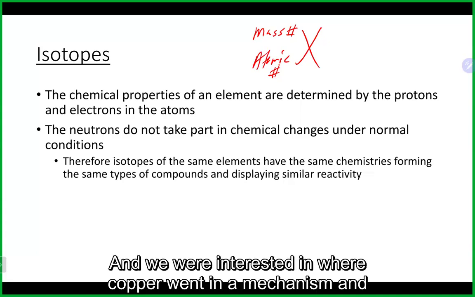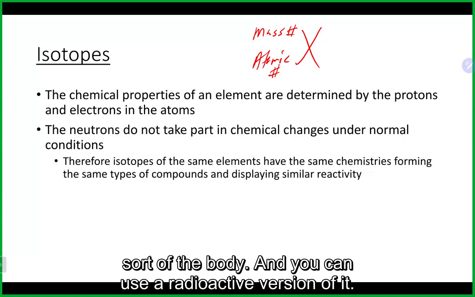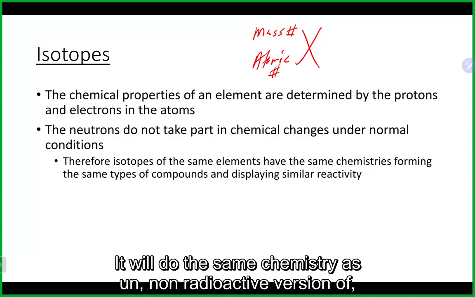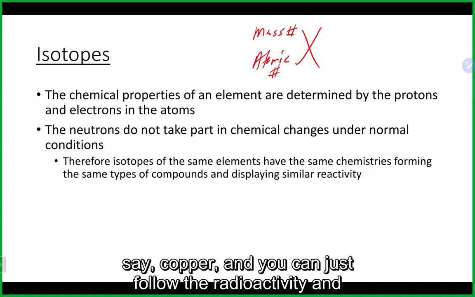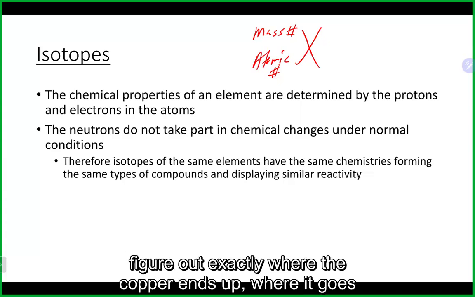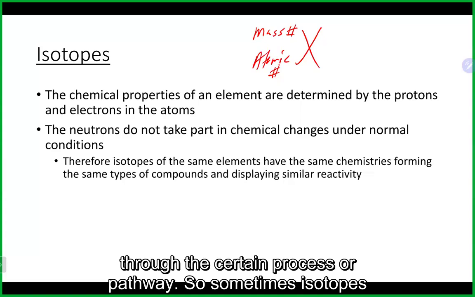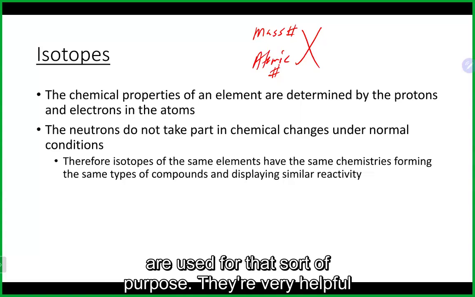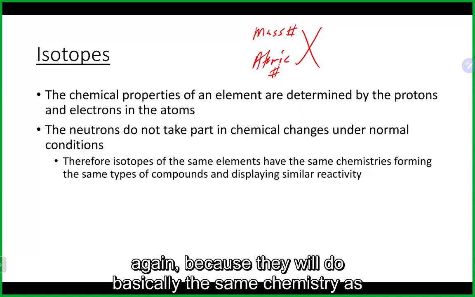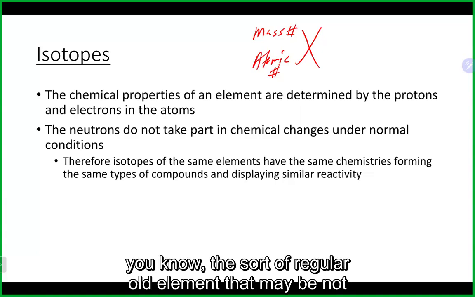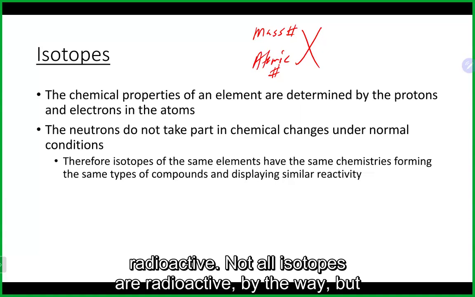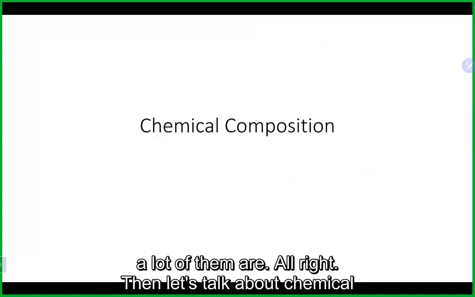We were interested in where copper went in a mechanism in the body. You can use a radioactive version of it. It will do the same chemistry as the non-radioactive version of, say, copper, and you can just follow the radioactivity and figure out exactly where the copper ends up, where it goes through a certain process or pathway. So sometimes isotopes are used for that sort of purpose. They're very helpful because they will do basically the same chemistry as the regular old element that may not be radioactive. Not all isotopes are radioactive, by the way, but a lot of them are.